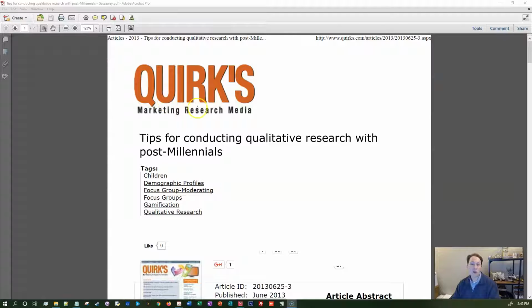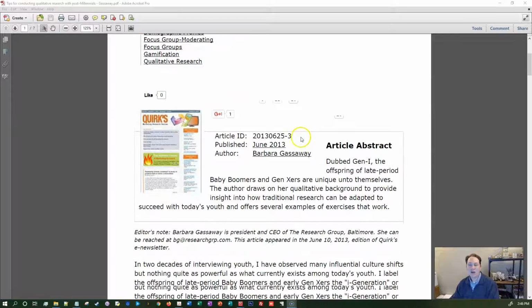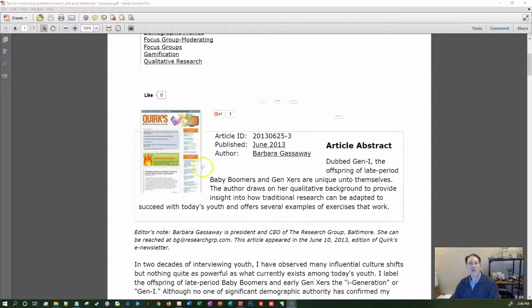One is Quirk's Marketing Research Review, which, if you are not familiar with them, is the magazine for marketing researchers. You can get a free subscription to it. Just go to their website and make sure you are signed up, and they will mail it to you every month. I don't particularly love these articles.